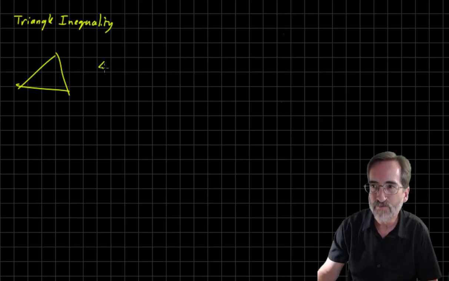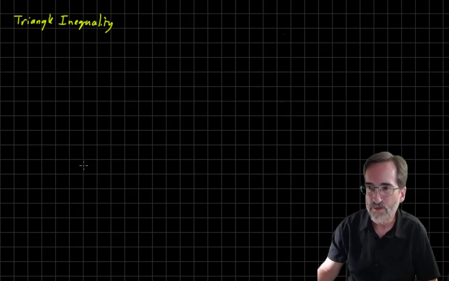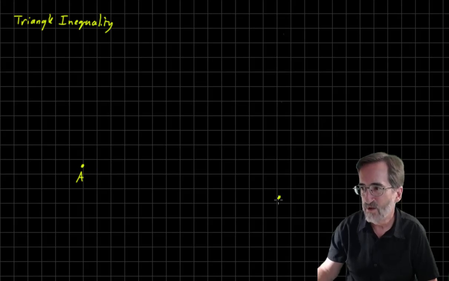Inequality is an expression that has a less than or a greater than, or a less than or equal to, or a greater than or equal to involved in it, right? So inequalities that involve triangles. The simplest way to talk about the triangle inequality is to draw 3 points on the screen. I'm going to label them A and B and C.